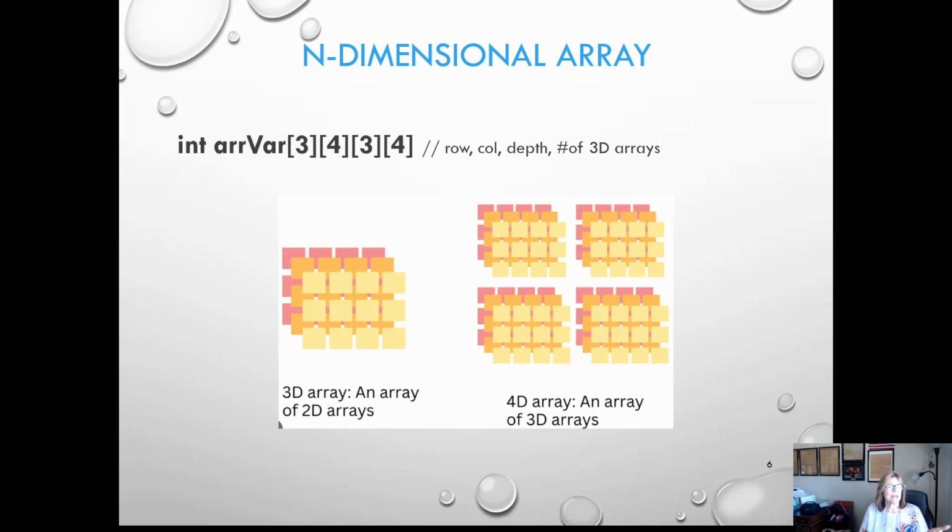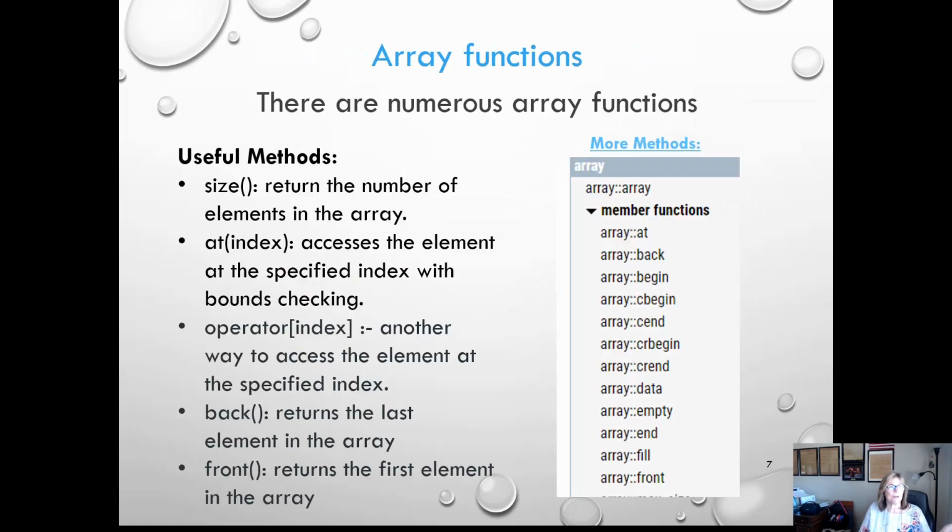There are 3 rows, 4 columns in each row. There are 3 in depth on our 3-dimensional array, and then I can see on our 4-dimensional array there are actually 4 of them. So let's see if we can determine some of the methods that are available to an array function. Now, some of the most useful methods are listed on the left, and then there is a more comprehensive list and the link behind the more methods on the right.